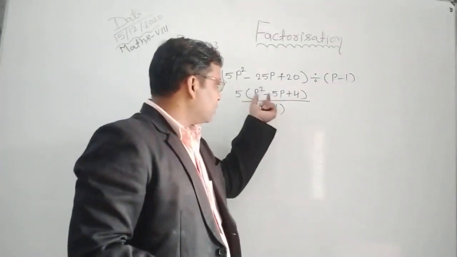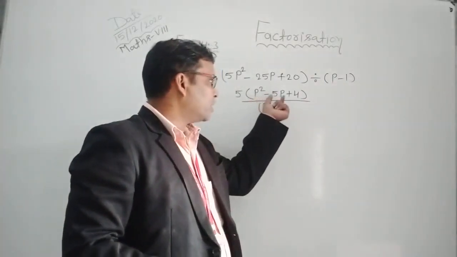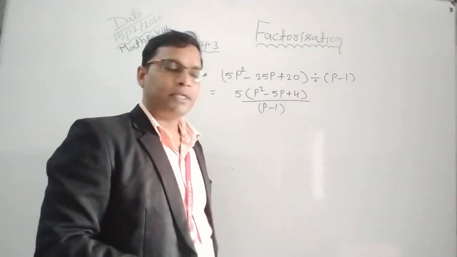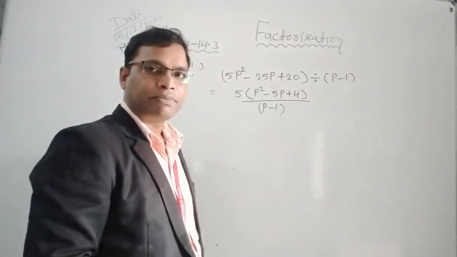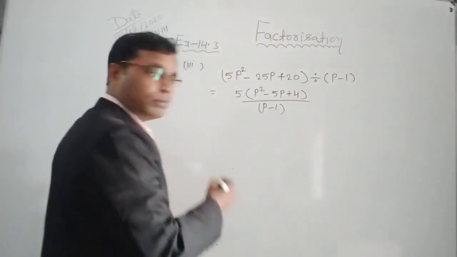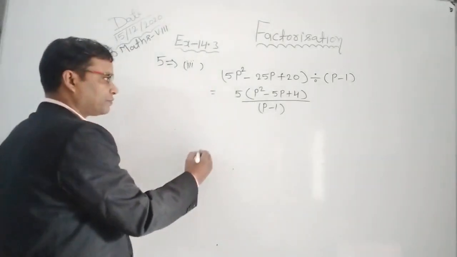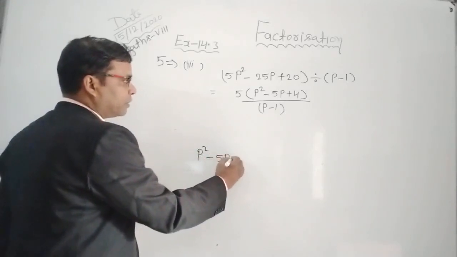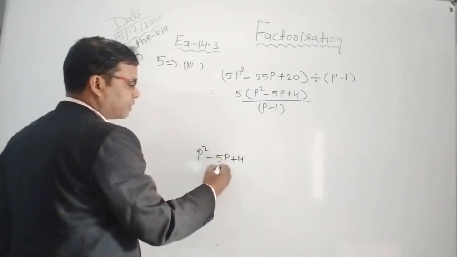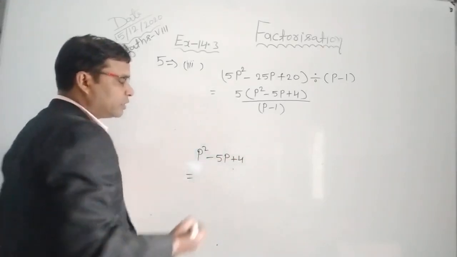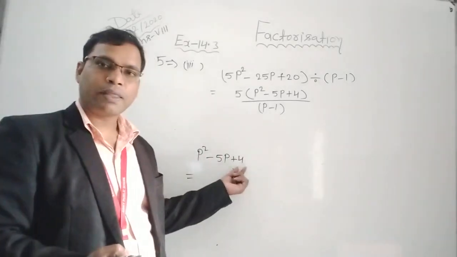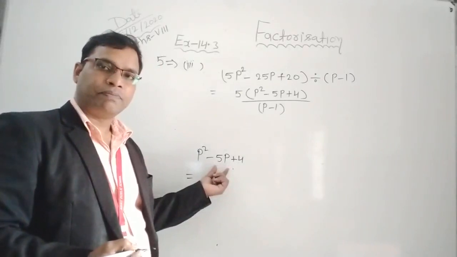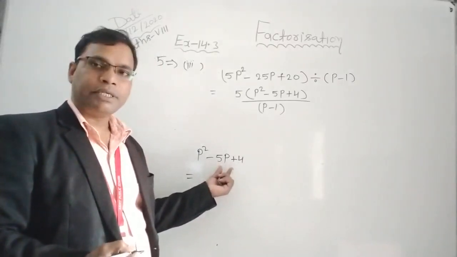Now here we find the factorization of p square minus 5p plus 4. So let's see how to find the factorization of p square minus 5p plus 4. First we write here p square minus 5p plus 4. Here you can see the constant term is 4 and the coefficient of p is minus 5. The variable is p.